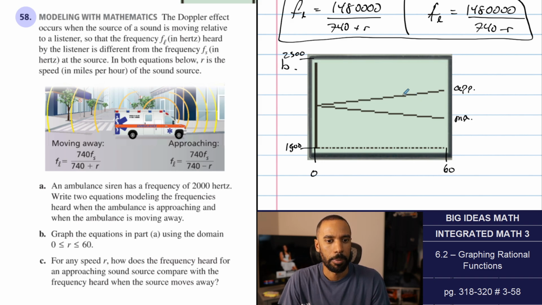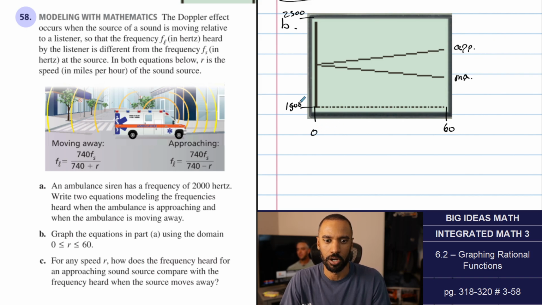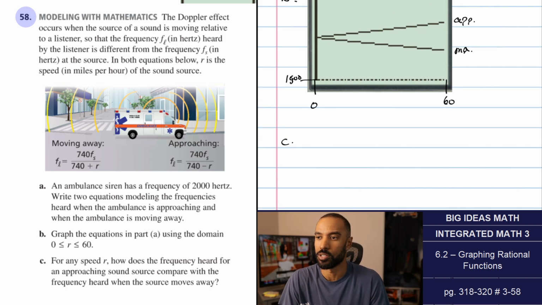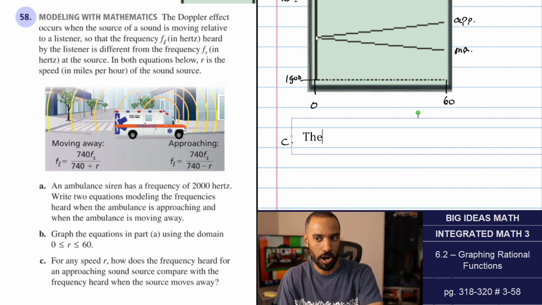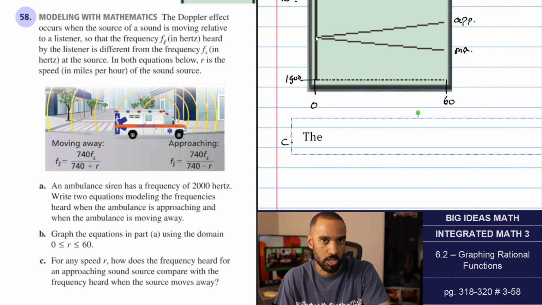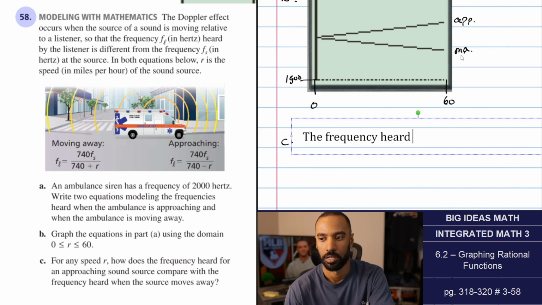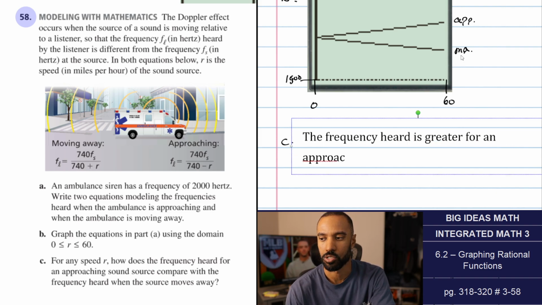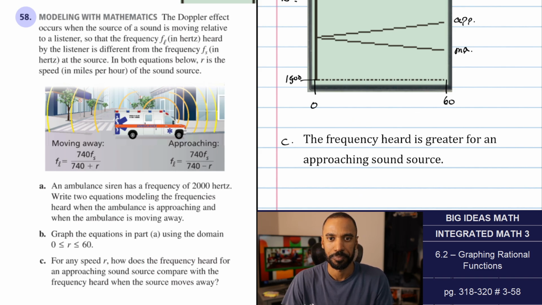Okay. Part C. For any speed R, how does the frequency heard for an approaching sound source compare with the frequency heard when the source moves away? So this kind of answers the question. The frequency heard is greater for an approaching sound source. So for any R, right? Because they're the same when R is 0. The object's not moving. So the frequency heard is greater for an approaching sound source, and then as it goes away, it's lower. Good old Doppler and his effect. We figured it out there.